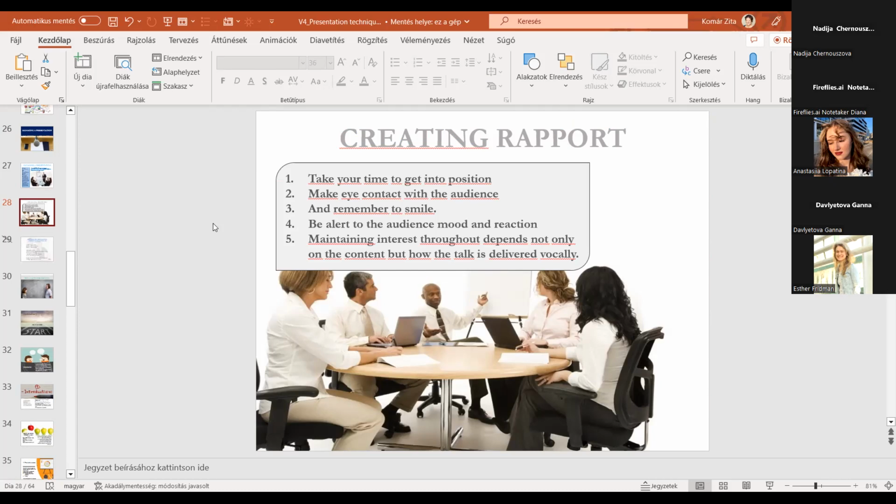Otherwise, we're just talking to a dark screen. That's not communication, that's a monologue. And of course, it's boring. So that is why creating rapport begins with the seating and with all the physical impediments of the presentation situation, because we have to have eye contact.